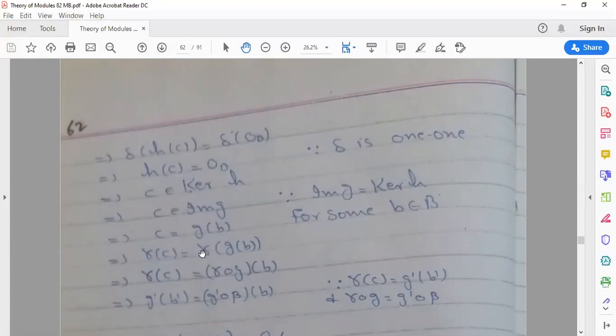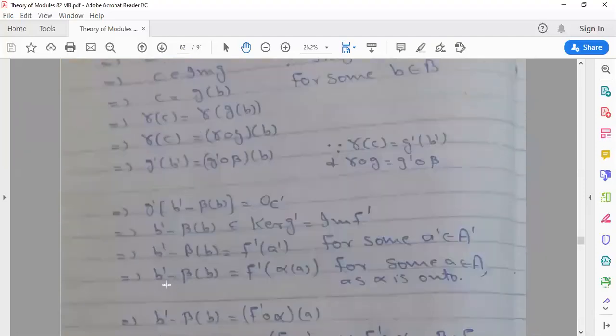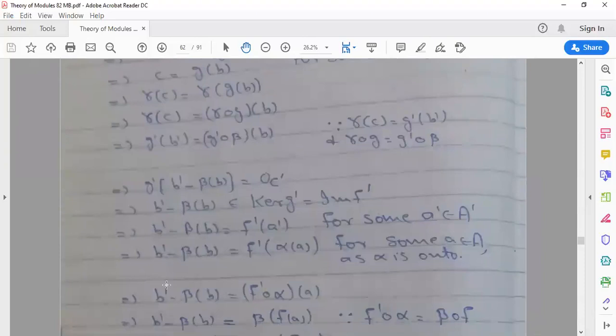We take gamma on both sides. So gamma of c, from here we again combine the composition of function. By composition of function we write again gamma composition g is equal to g' composition beta, and from here gamma of c is equal to g' of beta of b. After this we take g' common, and b' minus beta of b is equal to 0.